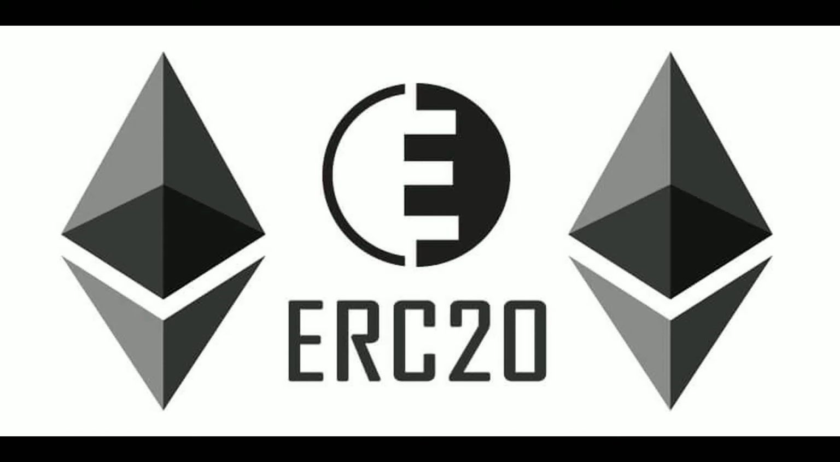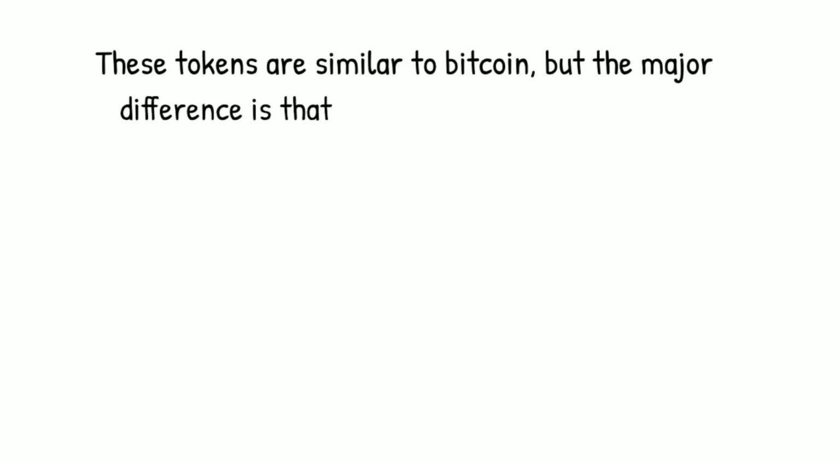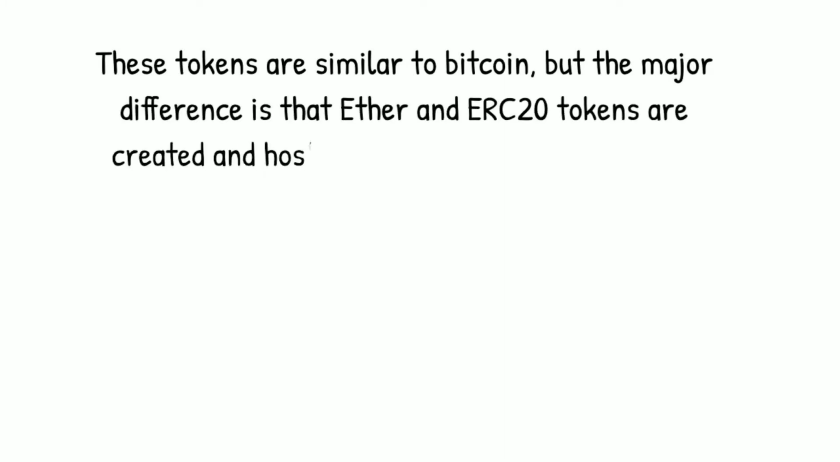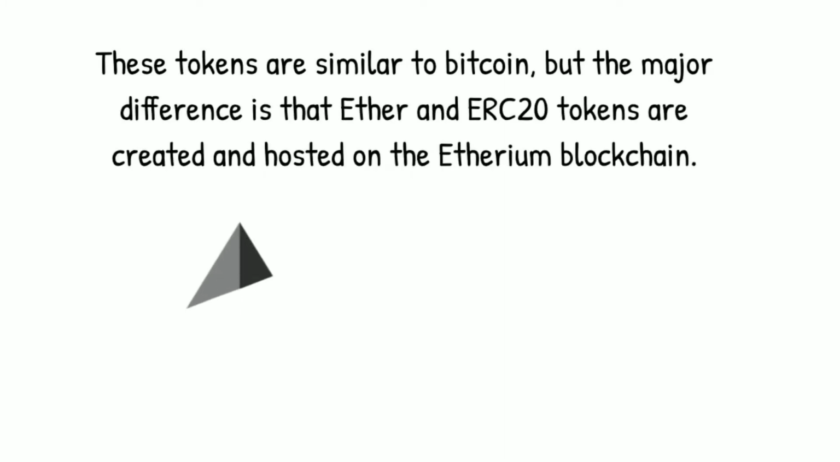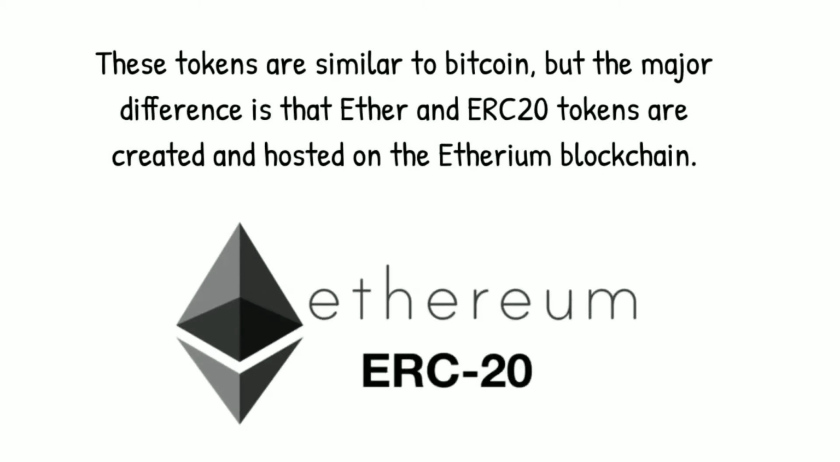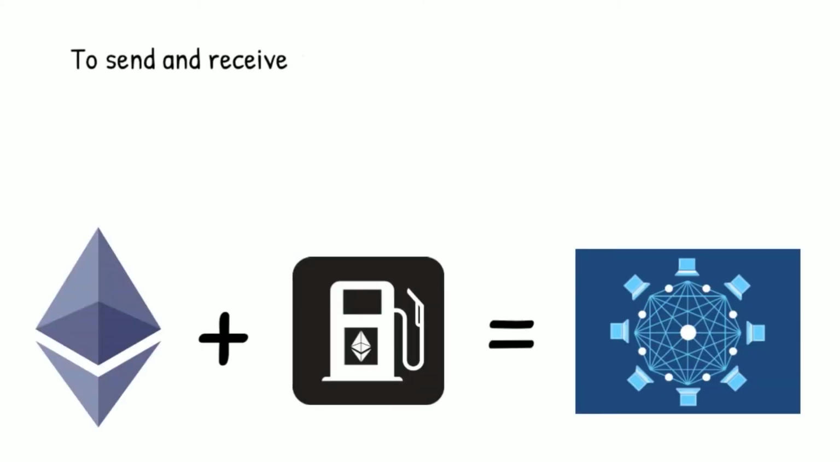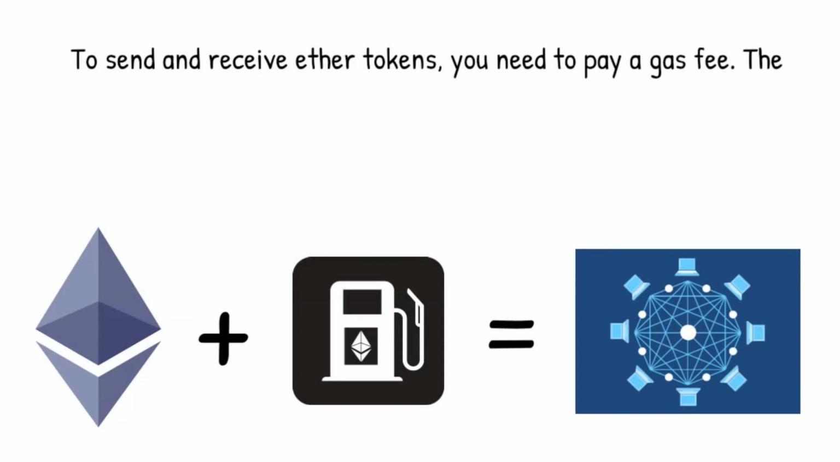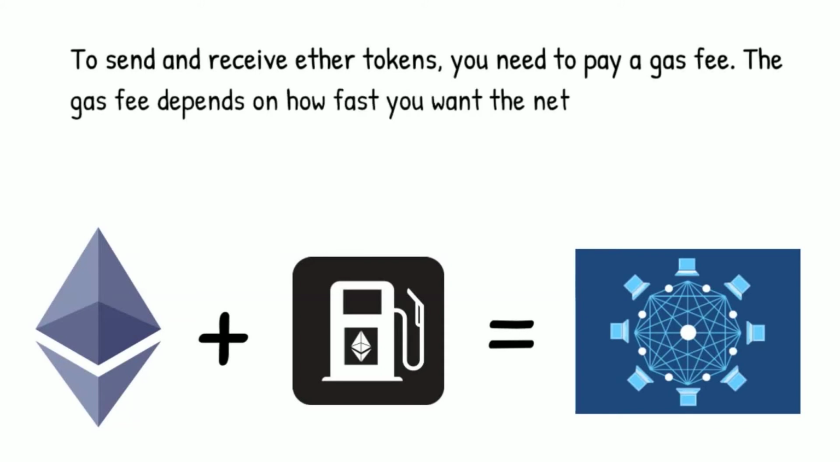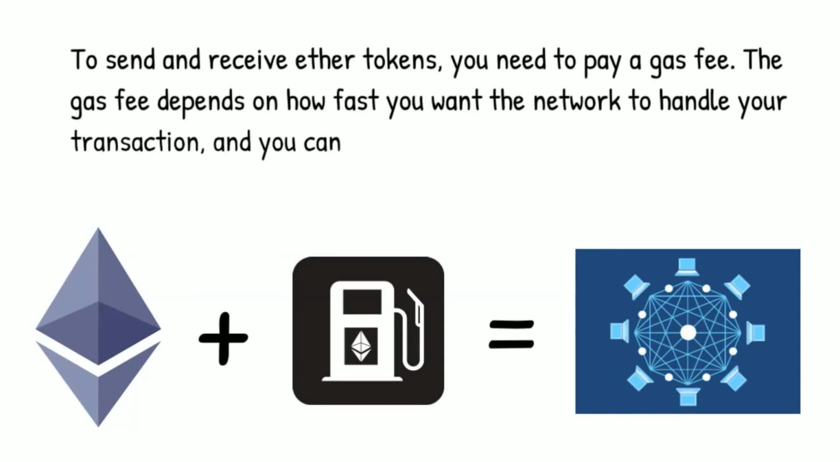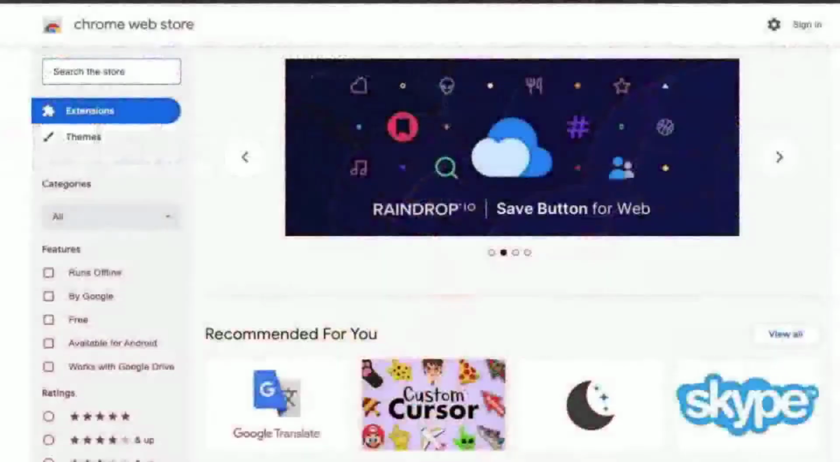MetaMask can be used to store keys for Ethereum cryptocurrencies only. These tokens are similar to Bitcoin, but the major difference is that Ether and ERC-20 tokens are created and hosted on the Ethereum blockchain. To send and receive Ether tokens, you need to pay a gas fee. The gas fee depends on how fast you want the network to handle your transaction, and you can choose how much you want to pay. I will talk about gas fees and how to use them to save money later.